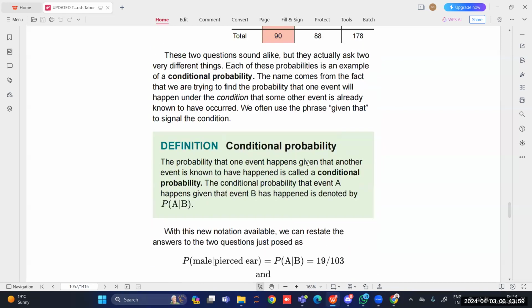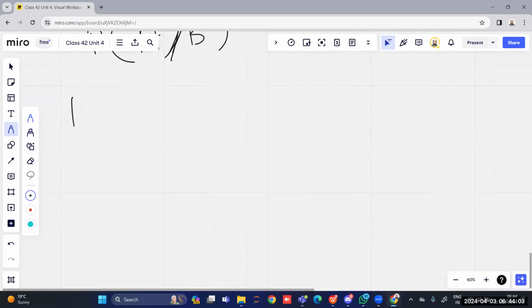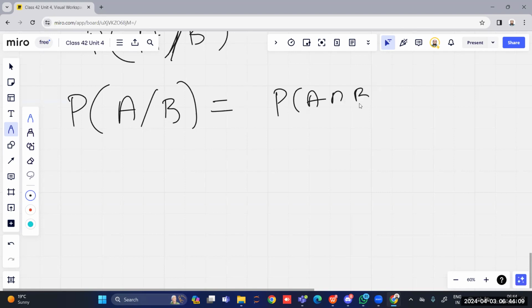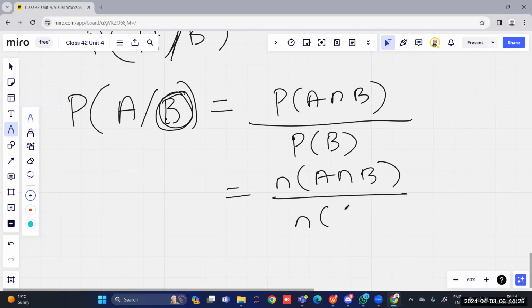There is a formula, by the way. I'll give you the formula first for conditional probability. What's the formula for A given B? The formula is probability of A intersection B upon probability of B. Or you can write it as number of elements in A intersection B upon number of elements in B.